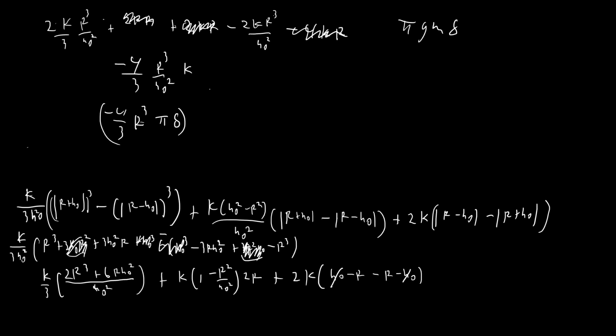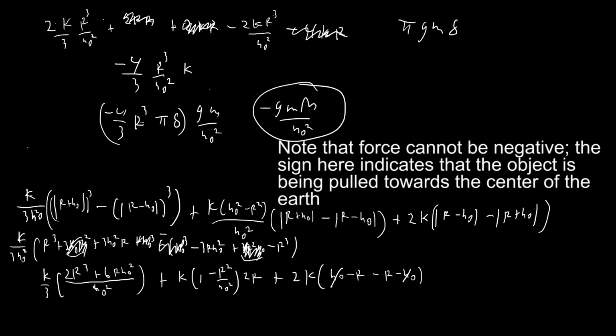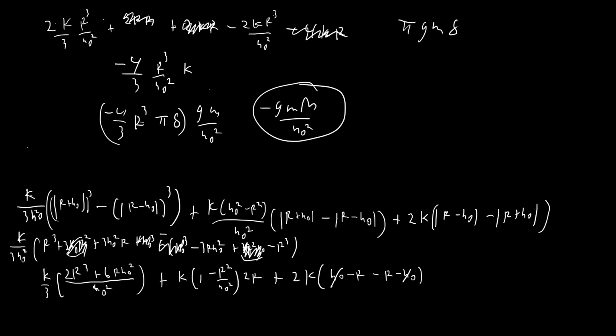So, all that's left over is the G and the M over h0 squared. And so we're going to end up with negative GM over h0 squared. And this is exactly what we should get, naturally, because when the object is outside of the Earth, it acts as if its center of mass is its center of gravity, and we can just use the basic law for gravity, which is negative GMm over h0 squared.